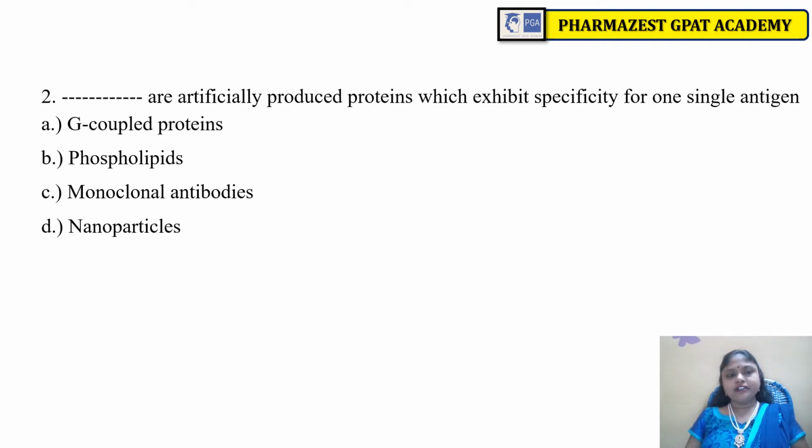The next question is, dash are artificially produced proteins which exhibit specificity for one single antigen. The options are A. G-coupled proteins, B. Phospholipids, C. Monoclonal antibodies and D. Nanoparticles. So the right answer is monoclonal antibodies. So monoclonal antibodies are artificially produced proteins which exhibit specificity for one single antigen.